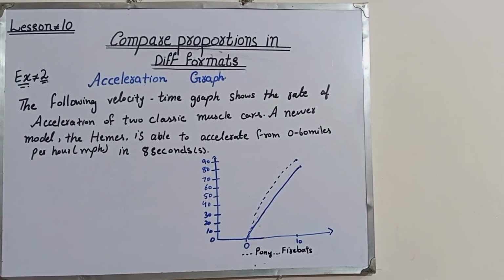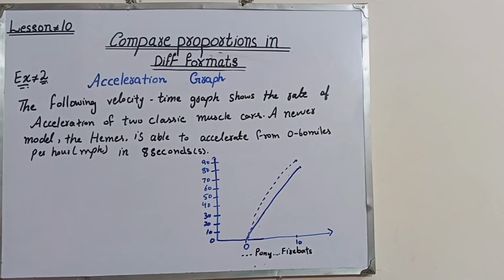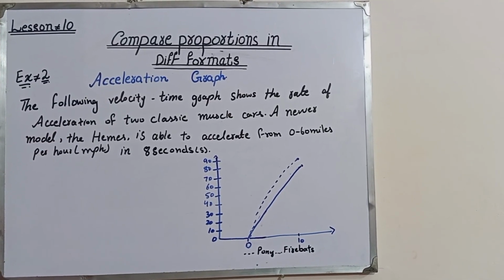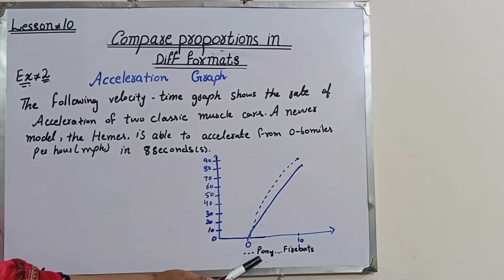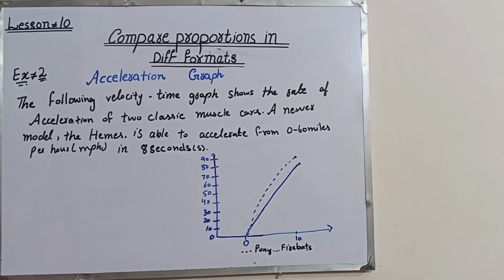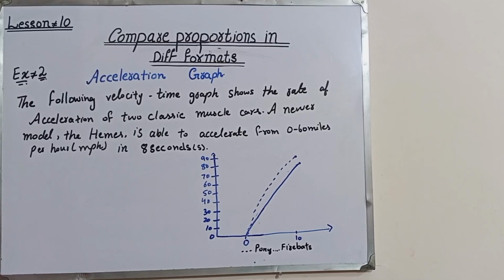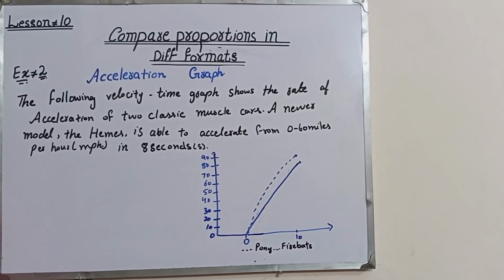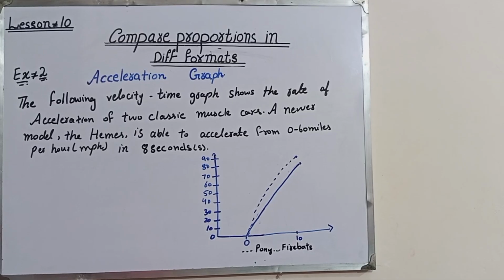Now we do example number 2, acceleration graph. The question is: the following velocity time graph shows the rate of acceleration of two classic muscle cars, the Pony and the Fireblast. A newer model, the Hummus, is able to accelerate from 0 to 60 miles per hour in 8 seconds. Now we have a velocity time graph.